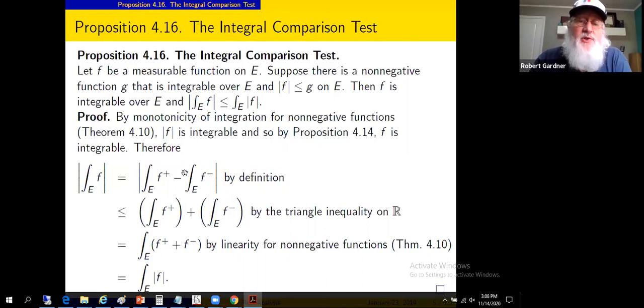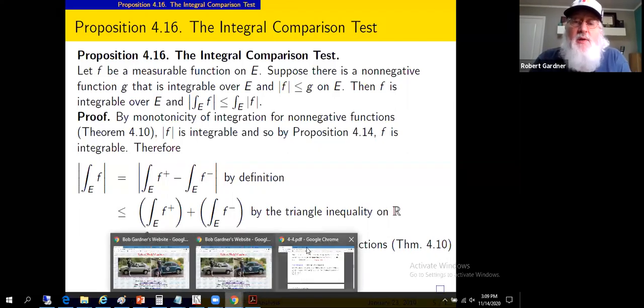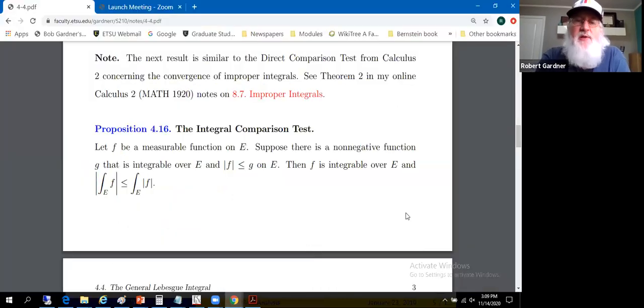So: definition, triangle inequality from the reals, linearity from class 2. We went back to the reals for some inequalities, and we went back to class 2 when dealing with the positive and negative parts to paste them together. And then a definition that the absolute value was the positive part plus the negative part. So for the integral comparison test, I'd say there's a very reasonable result. Some of these things come off as fairly abstract. This makes pretty good sense. You do this kind of thing in Calculus 2. It's quite similar to the Calculus 2 type results.